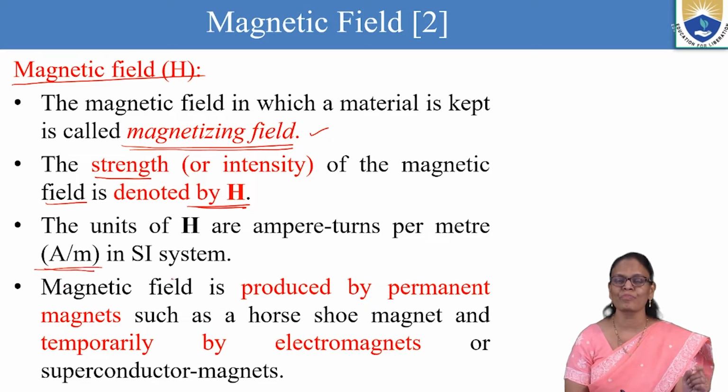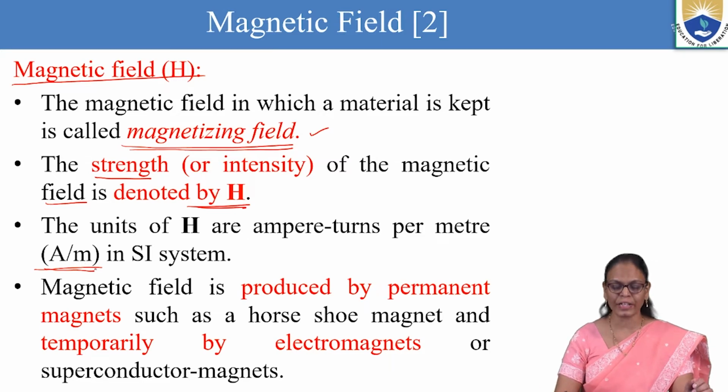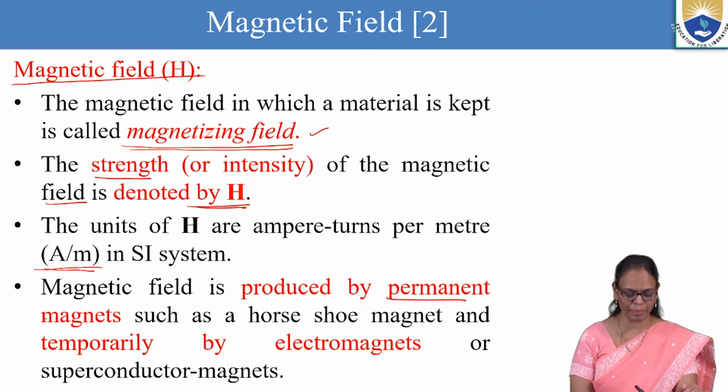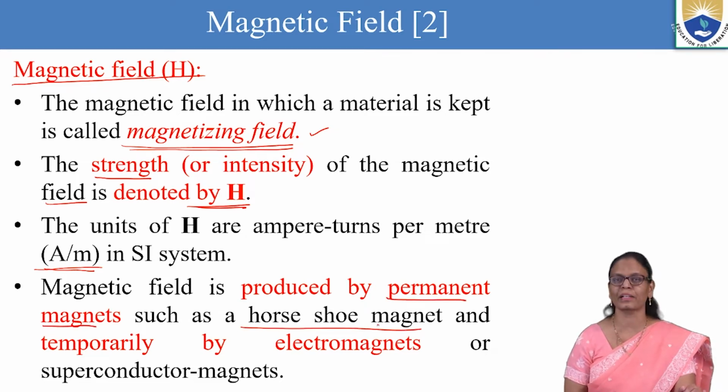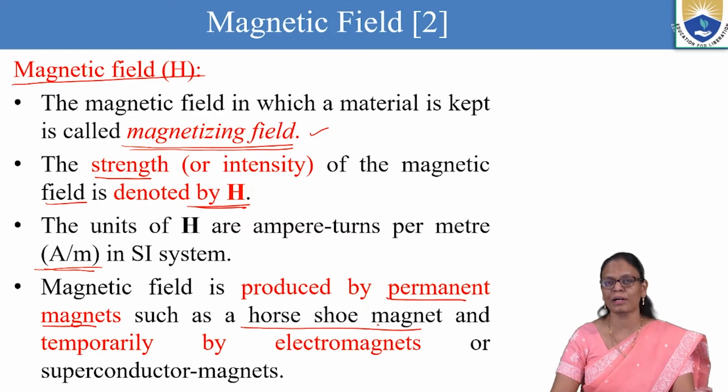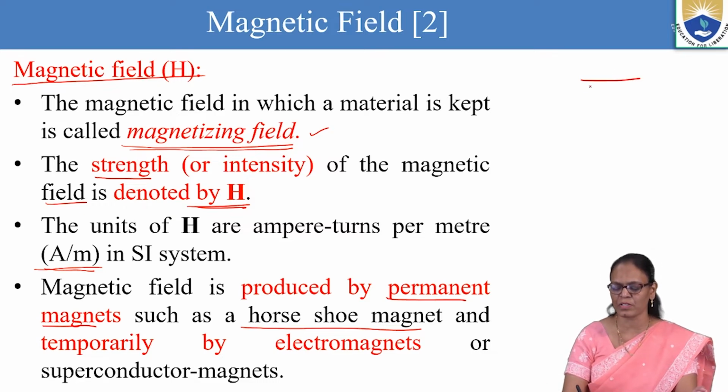In the SI system, we are measuring it in terms of ampere per meter. Now, when it comes to a magnetic field, they are produced by permanent magnets such as a horseshoe magnet. Whenever we talk about a magnet, we talk about different kinds of magnets. Say this is a bar magnet. When I am taking a bar magnet, this is the North Pole and this is the South Pole. So we always have the magnetic lines of force like this.